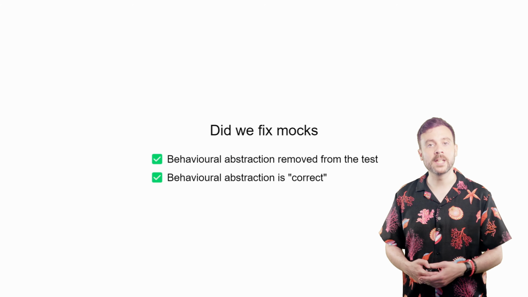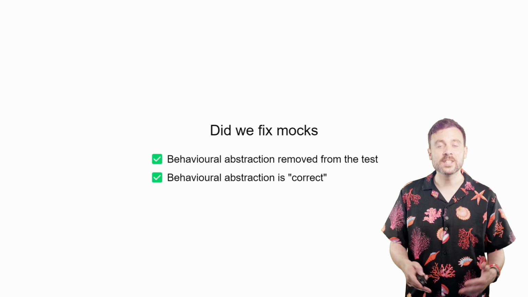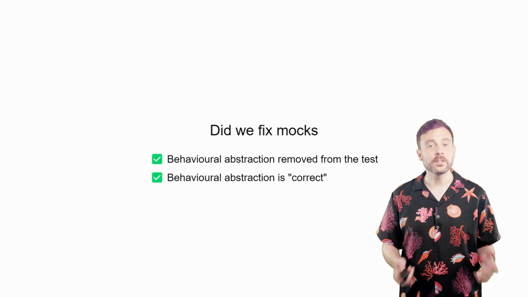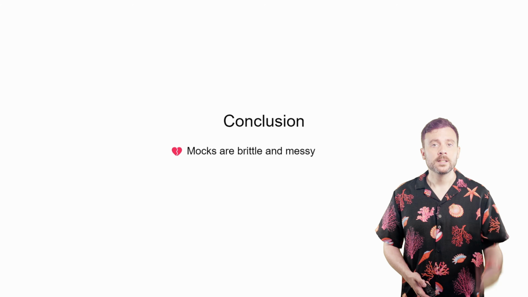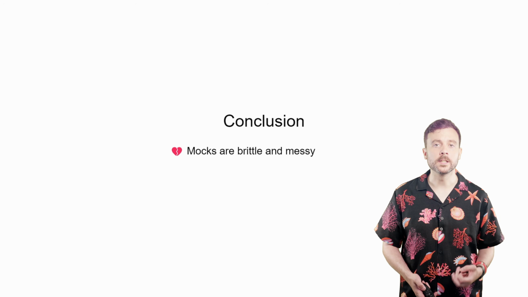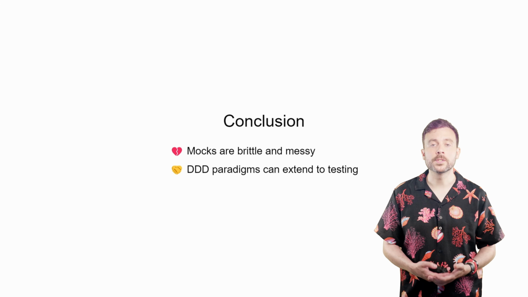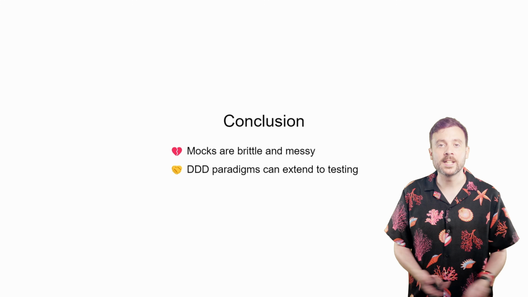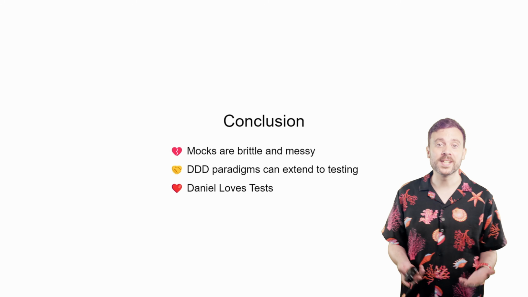We both have moved the behavioral abstraction out of the function, out of the test itself, and we now know that the behavioral abstraction behaves the same way as the real thing. So, in conclusion, I think we've learned three things. First of all, mocks are brittle and messy, and we should probably not be using them. Second of all, domain-driven development paradigms can in fact be used to help with our tests. And finally, I think the most important thing to take away from this is that I really love tests, and I really want to help you love tests as well.